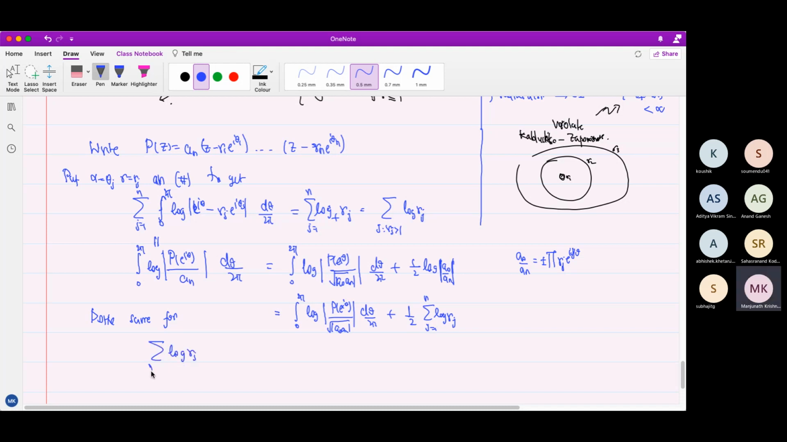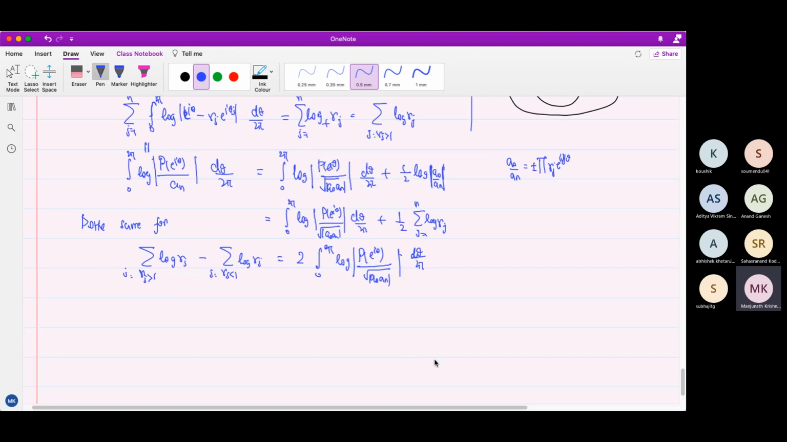log rj over rj bigger than 1 minus log rj over rj less than 1 is going to give you, there is a 1/2, so that I put on this side, I get 2 times the integral from 0 to 2 pi of log mod p of e to the I theta over a naught a n, d theta over 2 pi. Okay, so that's pretty much it.